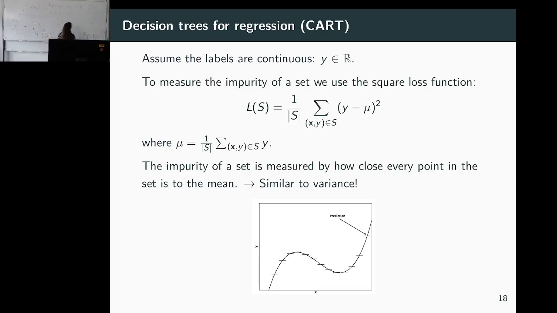So if we have, for example, some function which we don't know about, but let's pretend this was the function where our examples are drawn from. So we have some examples here. Those are our training examples, and we would like to regress this function. Then we will first calculate the mean and so on. So we first will be doing some splits which look something like this maybe.